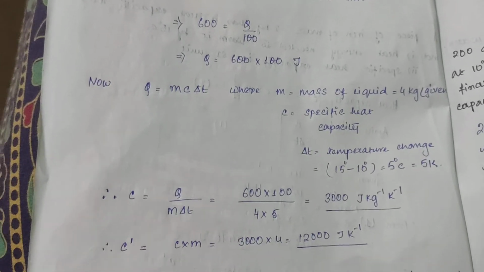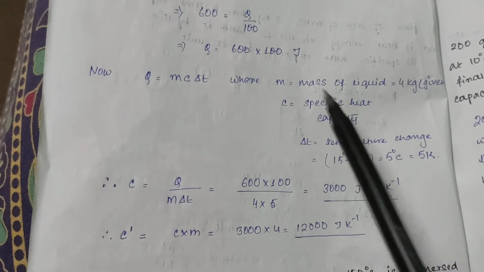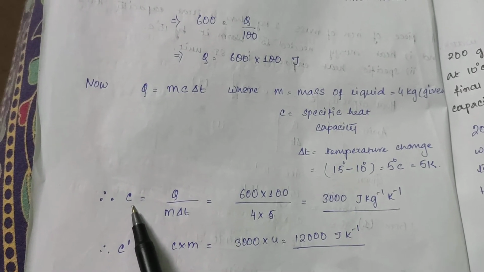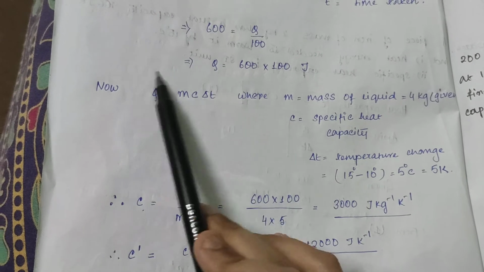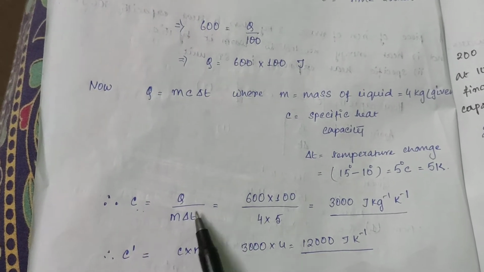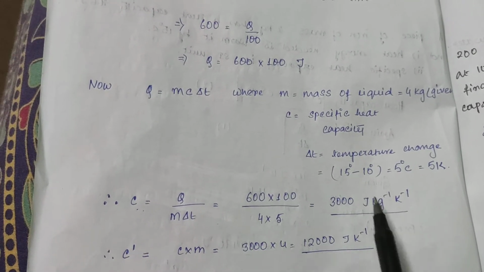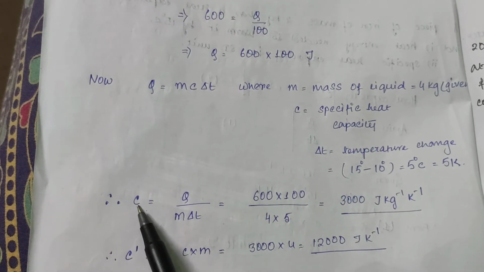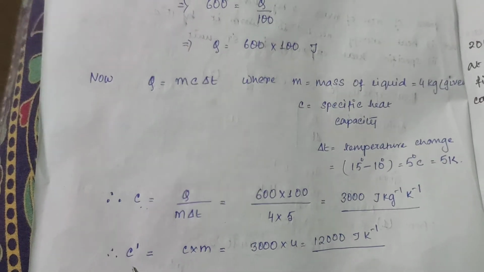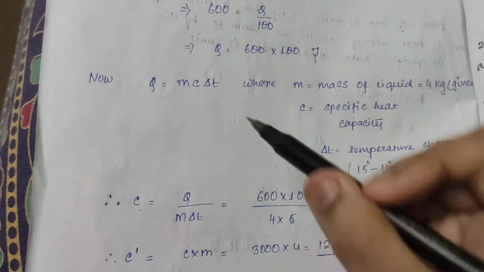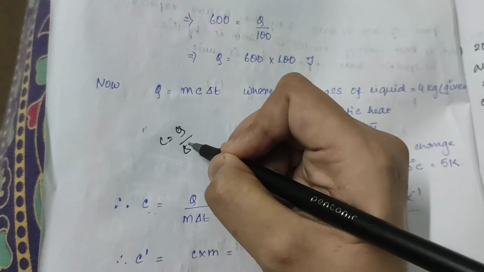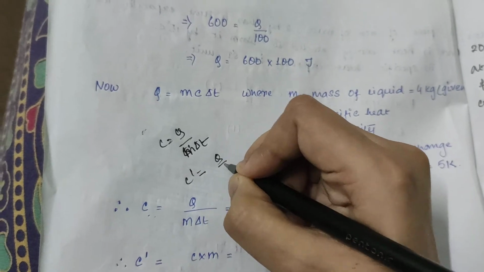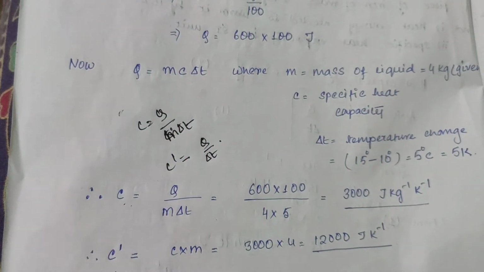Now I have first found C, specific heat capacity. That's up to you how you will do. What I have done, I used the relation C equals Q by M delta T. All the things were provided. I have just substituted the values and got the answer, and then C into M gives us C prime. Also, you could have done simply C is equal to Q by M delta T and C prime equal to Q by delta T. Simply you can find like this also.